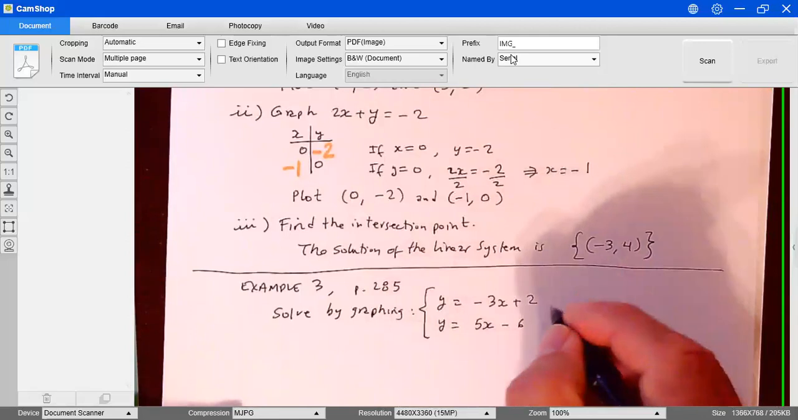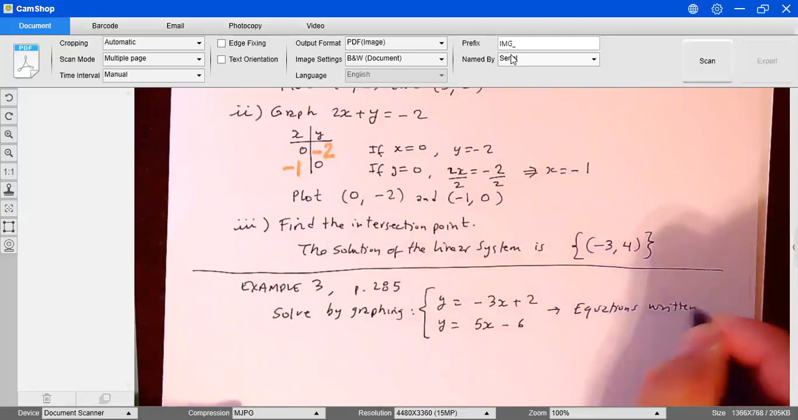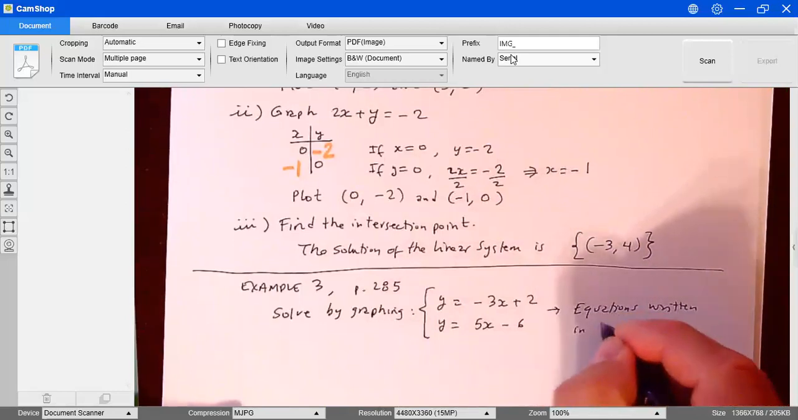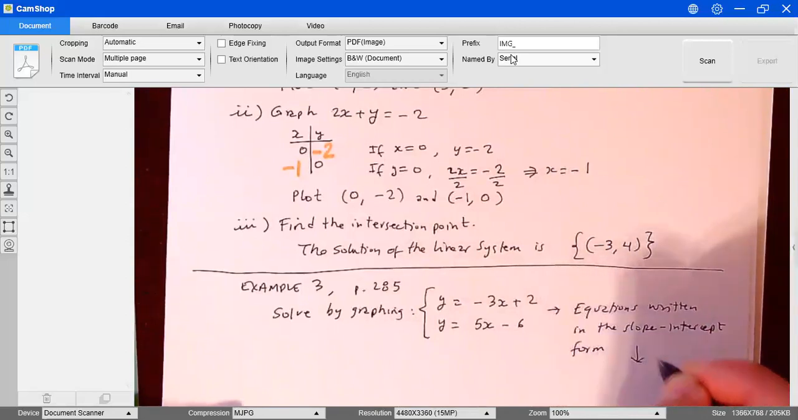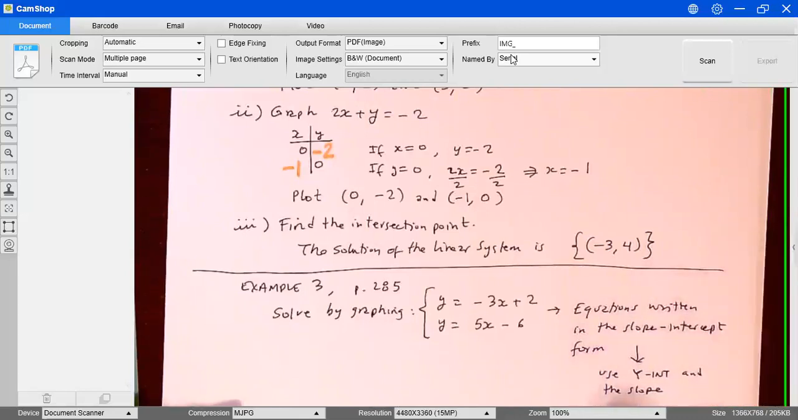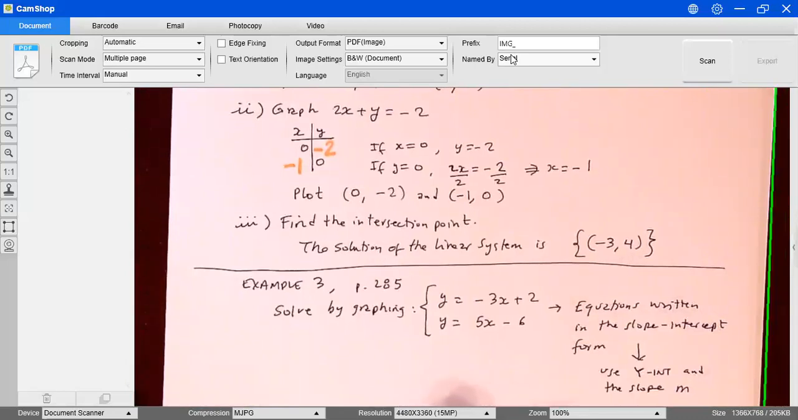So now you see the linear equations are written in a different form. These equations are written in the slope-intercept form. So that means that we're gonna use now a different method to graph these equations. We're gonna use the y-intercept and the slope as a jumping recipe, if you remember. So we just need to find the slope and the y-intercept in every case.